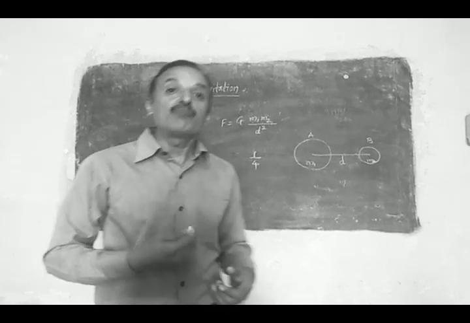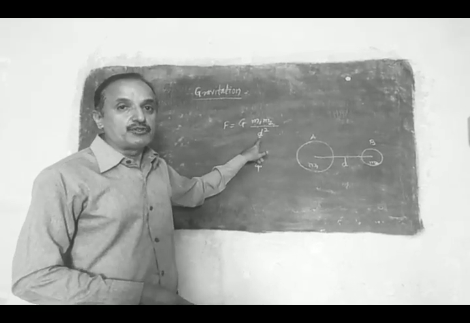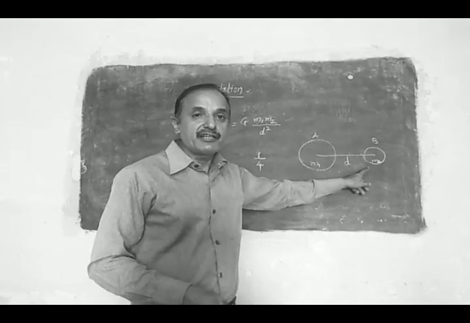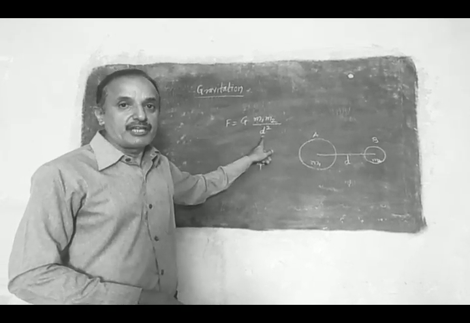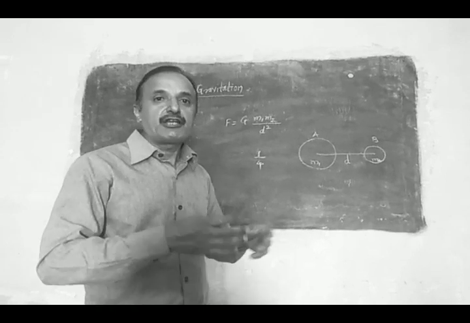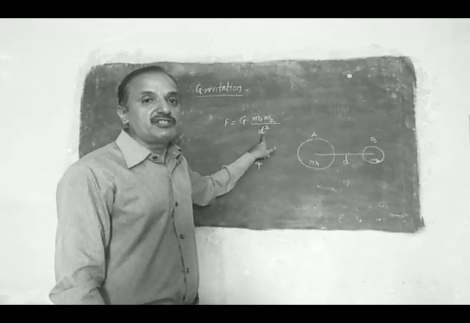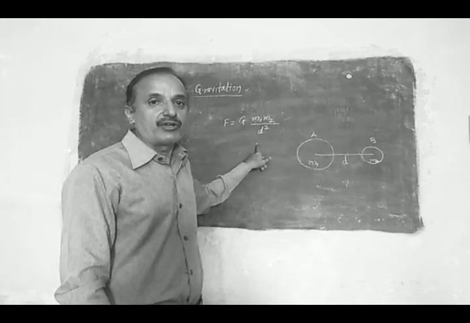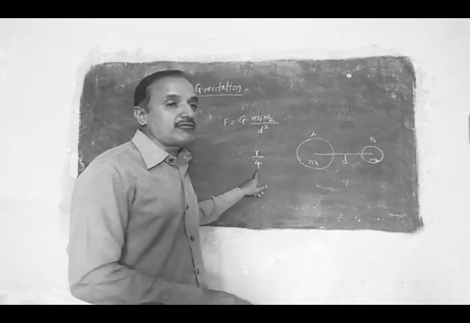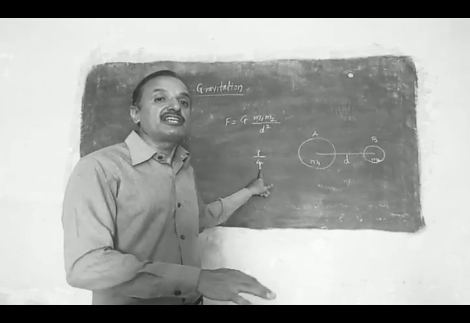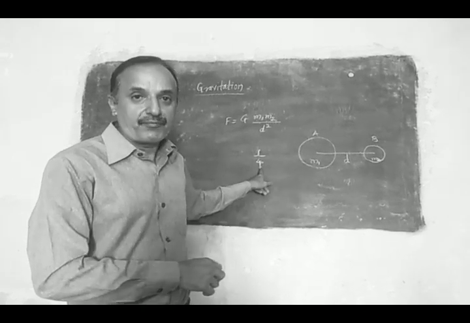Now you may ask, why 1 by 4? Just put in the values. Suppose you take the distance as 1 meter, you get 1 square, which means 1. If instead of 1 meter you take 2 meters, you have to make it 2 square, which means we get 1 upon 4. So the force is decreased by 1 upon 4 of whatever force was there earlier.